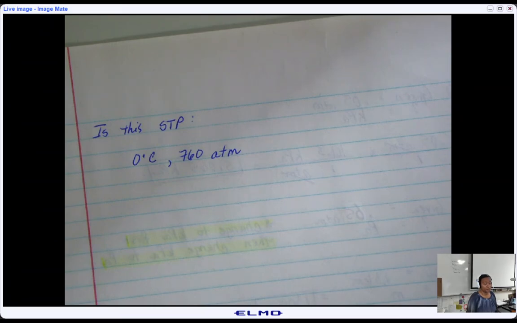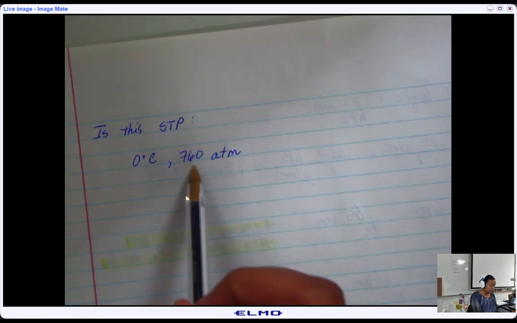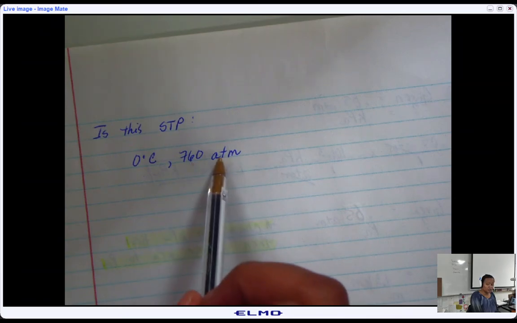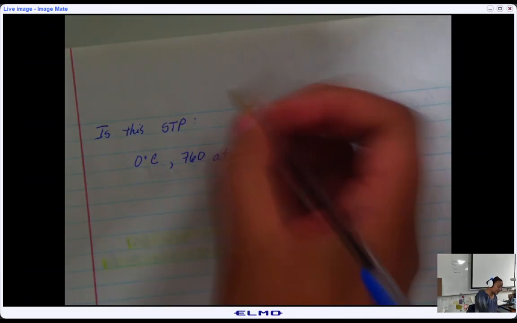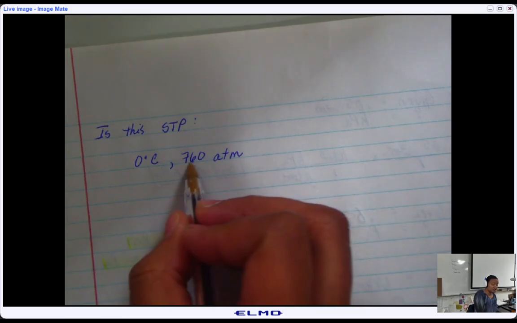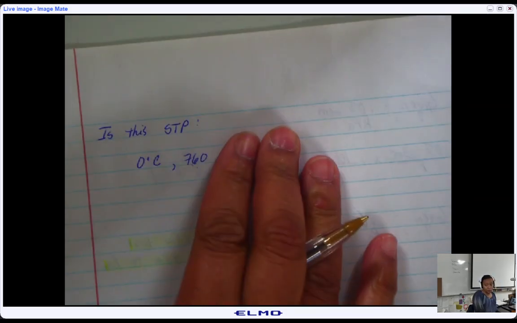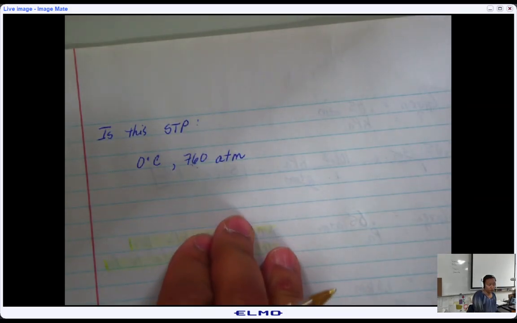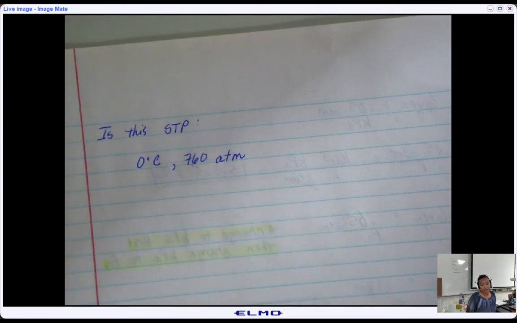No, it's not. What is wrong with this? 760 ATM. So what should I see? You're correct, it's not 760 ATM. I would have had to put 760 torr or 760 millimeters of mercury, or 1 ATM.